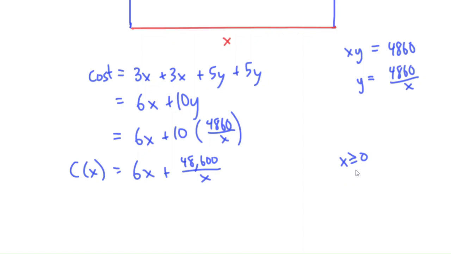Now, one constraint that we clearly have is that we don't want x to be negative, right? So x certainly has to be greater than or equal to 0. So how do we find the value of x that's going to minimize this? Well, we need to take the derivative. And how do we take the derivative of this?